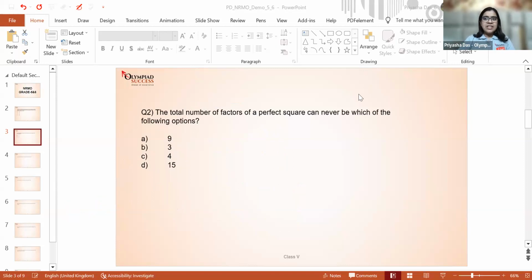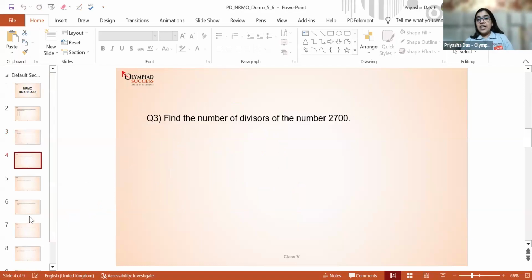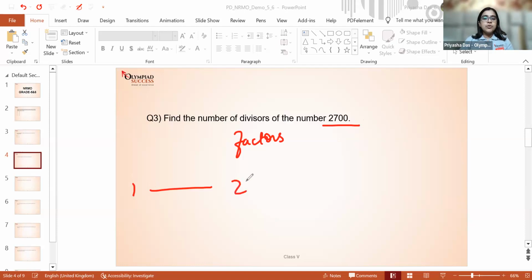I have a very tough question for you. All right, here's the third question without any options. You have to count the number of divisors, or you can also call it factors, for the number 2700. Not the prime factors, all the factors starting from 1 going up to 2700. All of them.